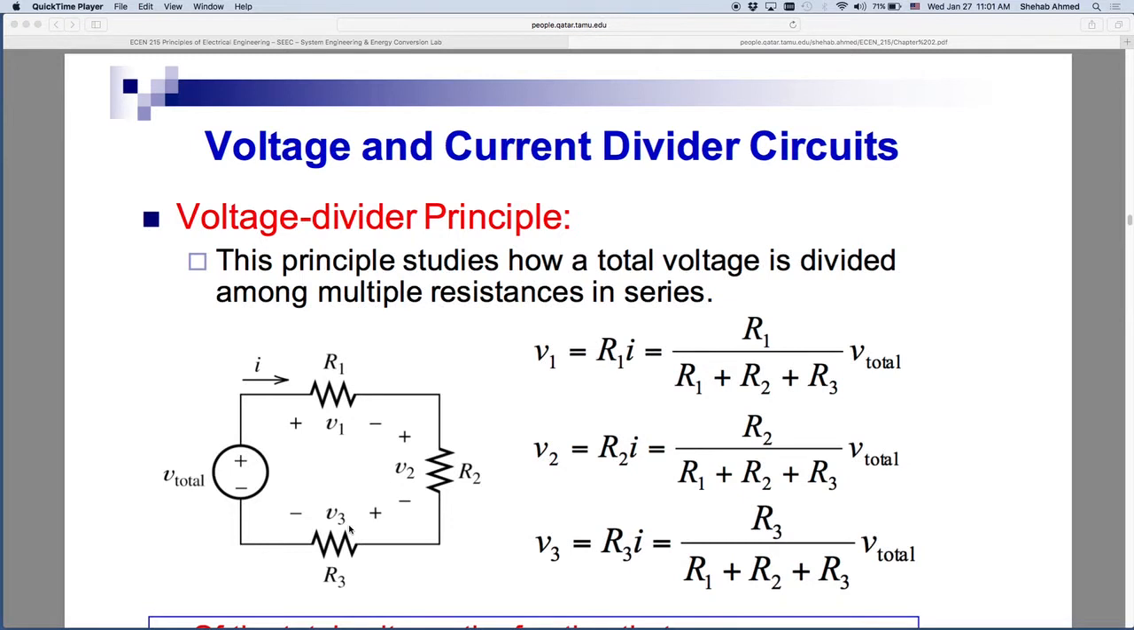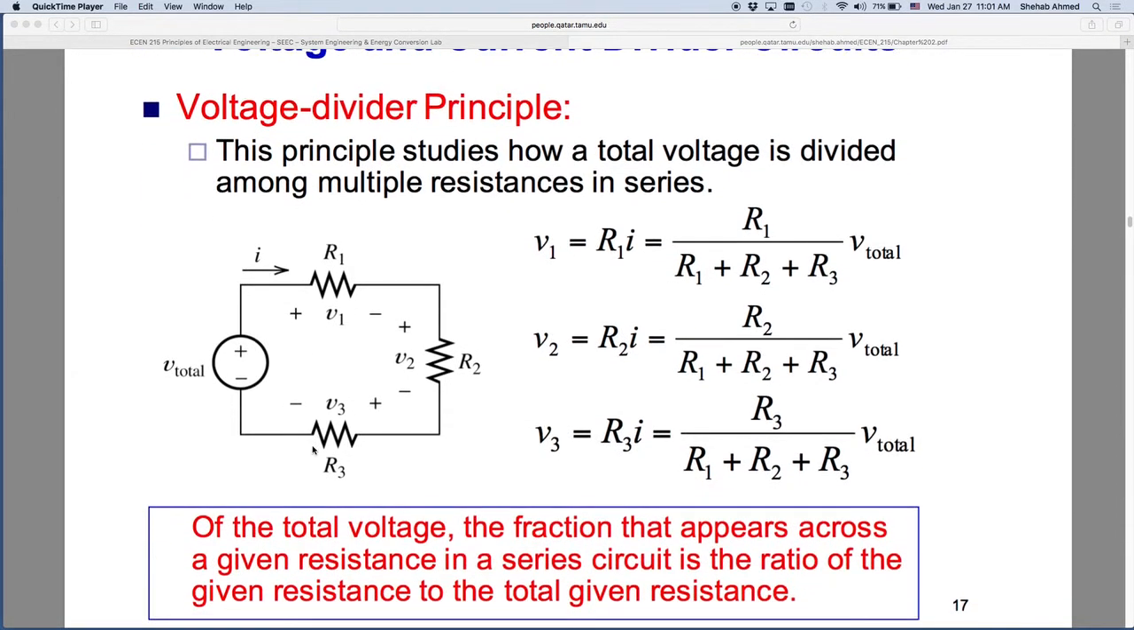Or you can say, okay, these are three resistors in series, total voltage is divided amongst these voltages in a certain proportion. The voltage divider rule tells me that the proportion across resistor R3 is equal to the total voltage multiplied by resistor R3 divided by the sum of the three resistors, right? So it's something that will help speed things up for you, right? It's no new information, just speed things up for you, right? And this is what we were just saying. Of the total voltage, the fraction that appears across a given resistor in series is the ratio of the given resistance to the total resistances that are in series.